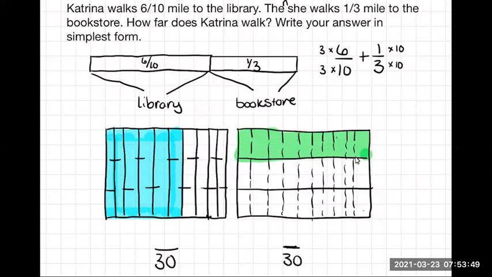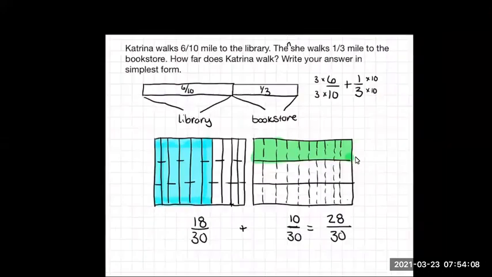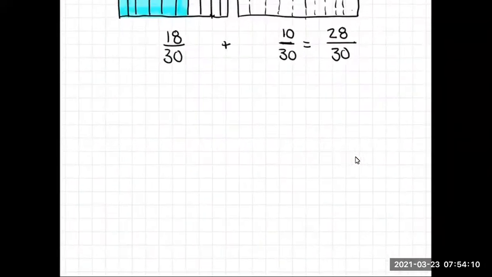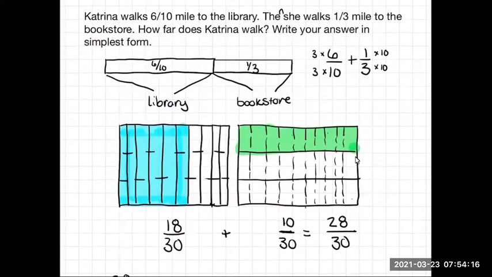And then in 6/10, we have 18 shaded, and in 1/3, we have 10 shaded. So we can add those together, and we end up with 28 over 30. So 28/30ths, we want to make sure that we simplify our answer because it says write your answer in simplest form.